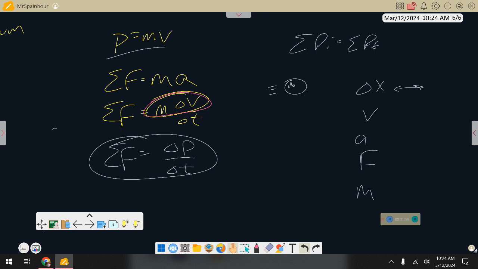Rotational equivalent of displacement? Angular displacement. Cool. Angular velocity. Nicely done. Somebody else. Look at you going. All right, somebody else. Torque. And finally, moment of inertia. Correct. Remind me real quick what a moment of inertia is.